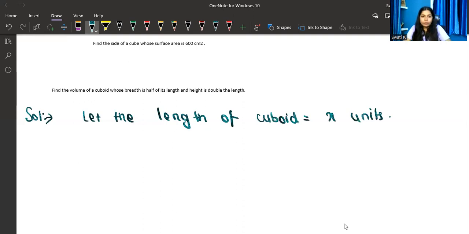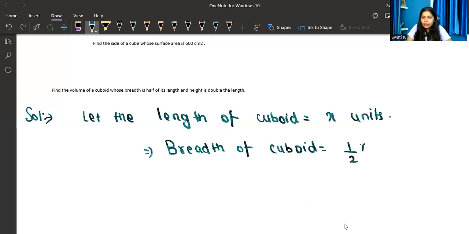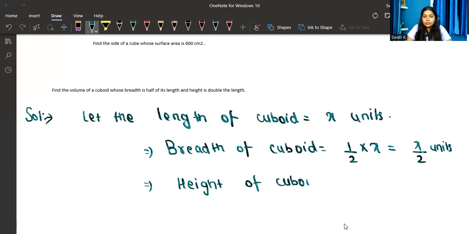Now, according to the question, breadth is half of the length. So if length is x, what will be the breadth? That implies the breadth of the cuboid is half into x, which is the same as x by 2. So we have x by 2 units as our breadth. Another condition is given for height: height is double the length. Double means 2 times, and length is x, so 2 times x, that is 2x units.